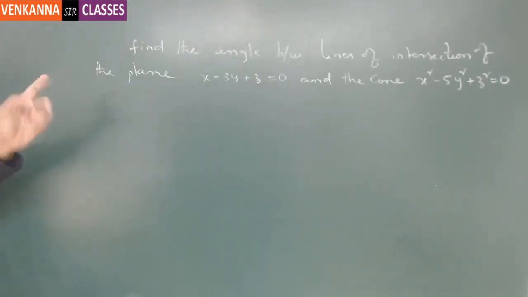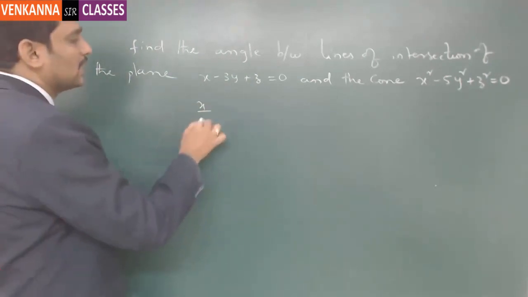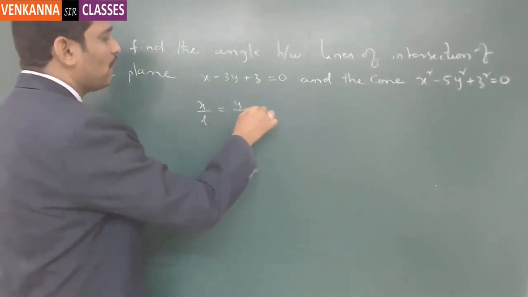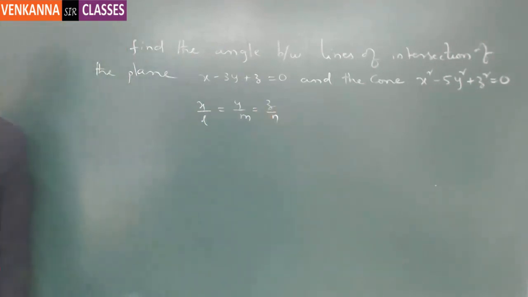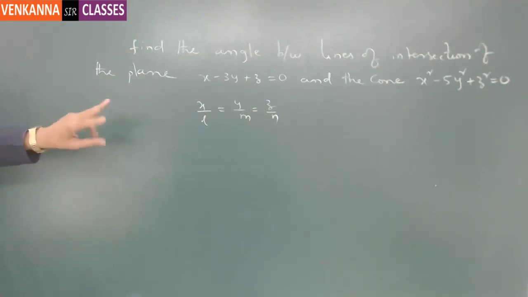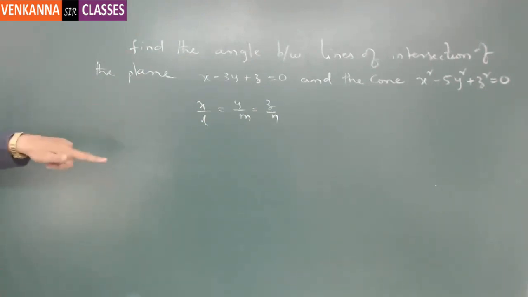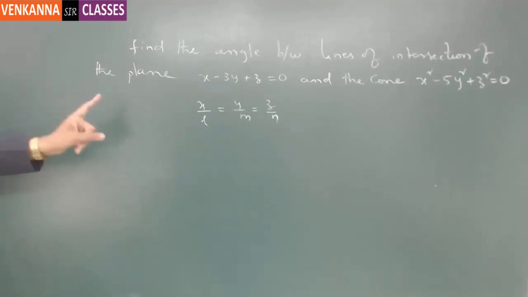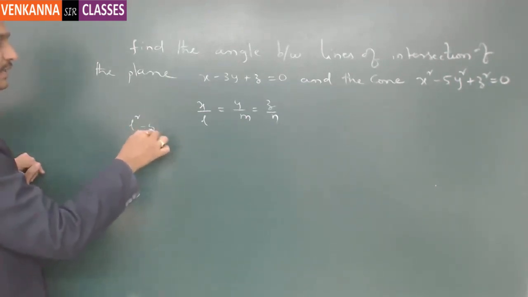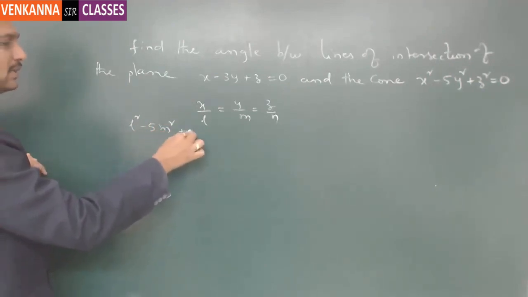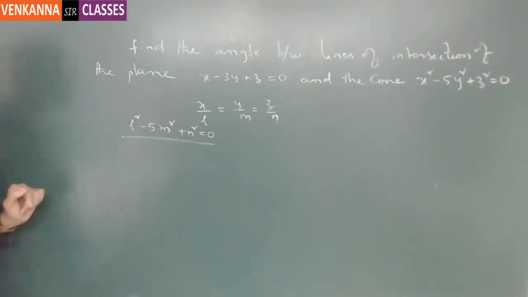So the equation of the generator we write as x by l equals y by m equals z by n. Here, please understand that you are going to calculate two sets of values for l, m, n. One set of values will give one line, another set will give the other line, right? As we know, the DCs of the generator satisfy the cone equation. You can say that l squared minus 5m squared plus n squared equals 0.